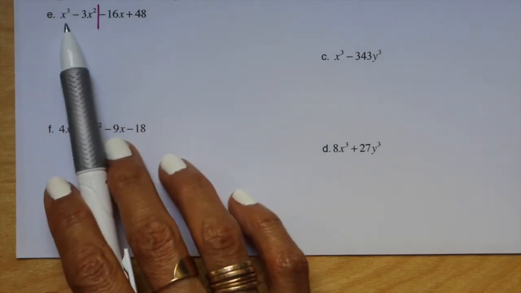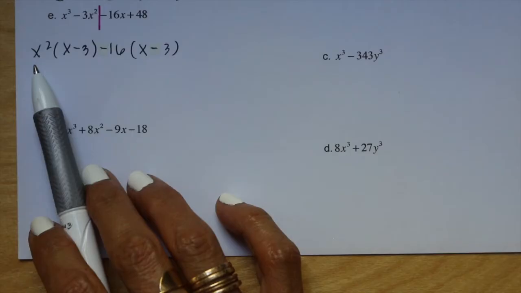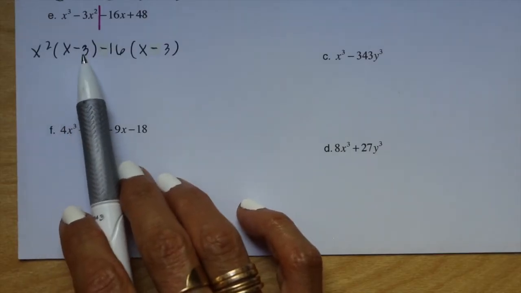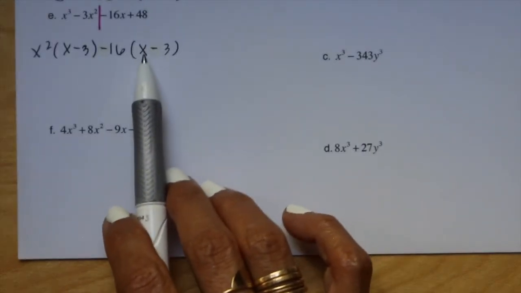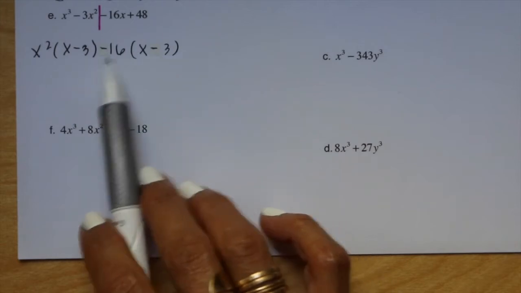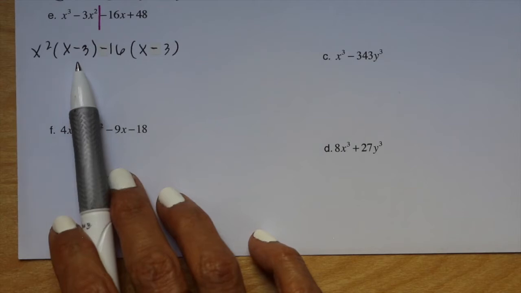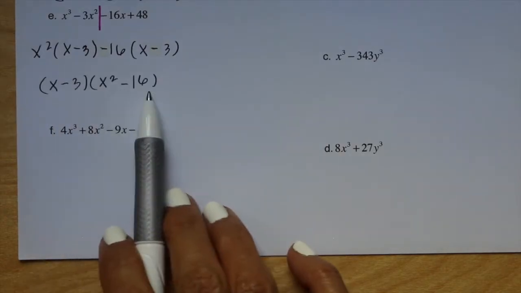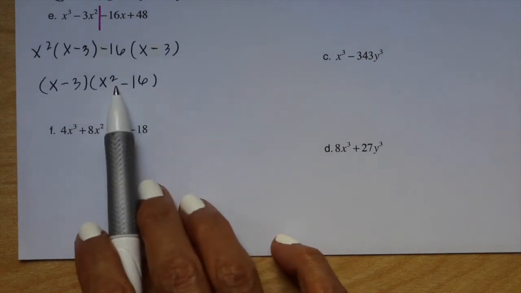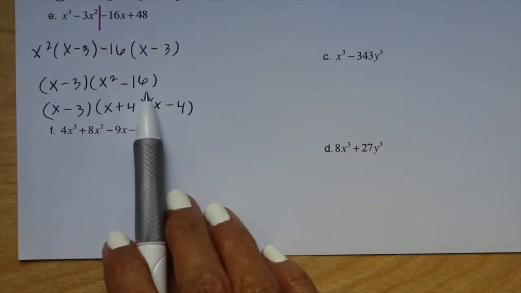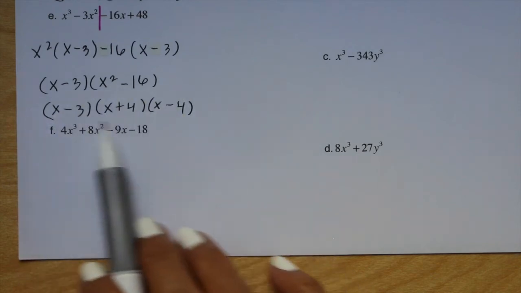For this problem, we're going to factor out x squared, and then over here we're going to factor out negative 16. When you factor out x squared, you're left with x minus 3, and over here when you factor out negative 16, you're going to be left with x minus 3 as well, because the negative times the negative makes the positive 48. Next, we're going to factor out the x minus 3 to the very front, and that means you're left with x squared minus 16. This right here is a difference of squares, so we're going to factor this further. The x squared minus 16 becomes x plus 4 times x minus 4. And here's our final answer.